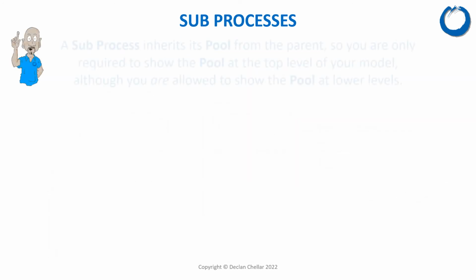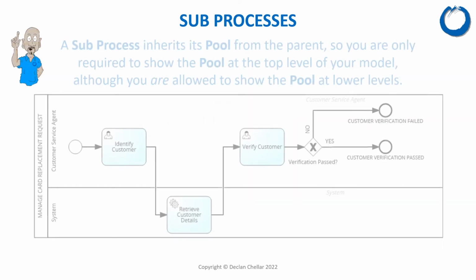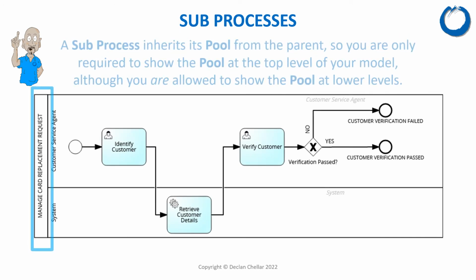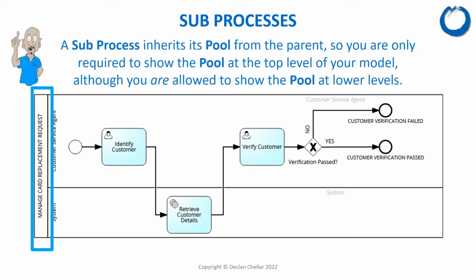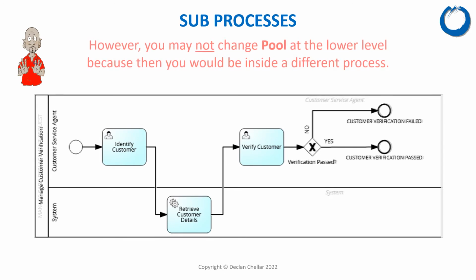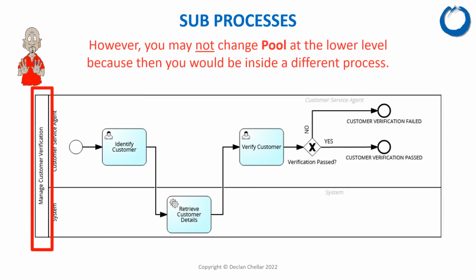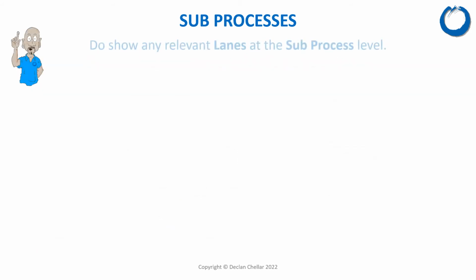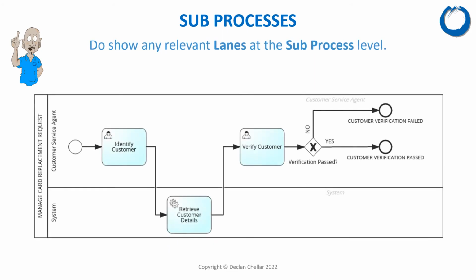A subprocess inherits its pool from the parent, so you're only required to show the pool at the top level of your model, although you are allowed to show the pool at lower levels. However, you may not change pool at the lower level because then you would be inside a different process. Do show any relevant lanes at the subprocess level.